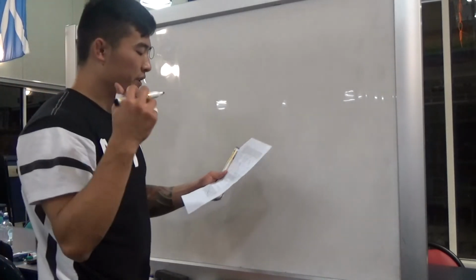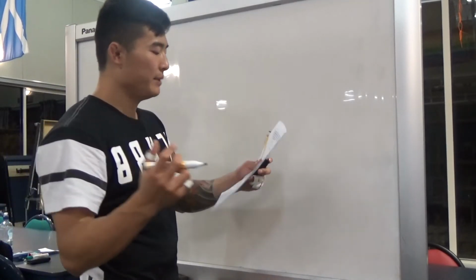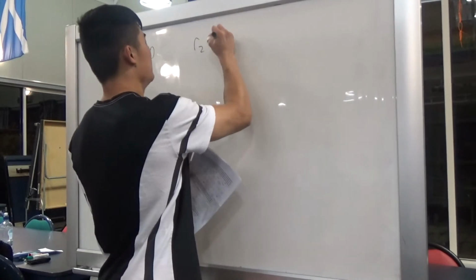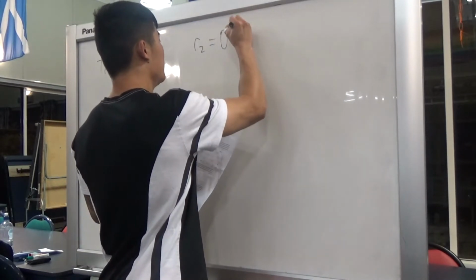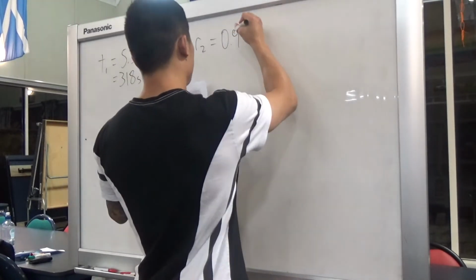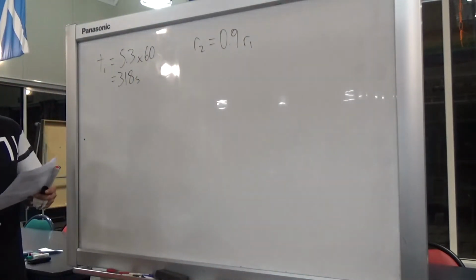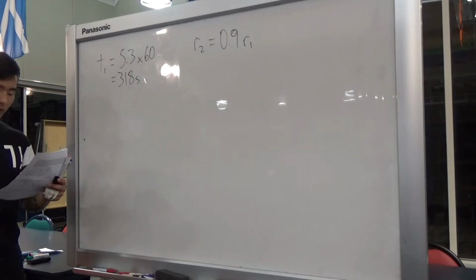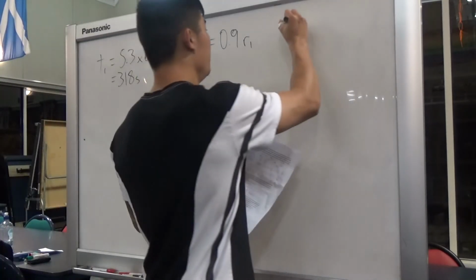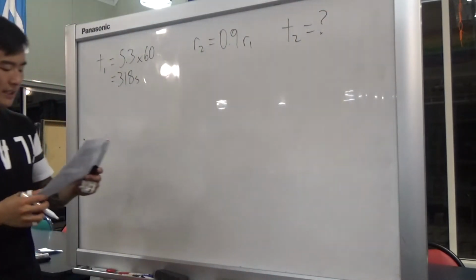And then the diameter of the hose is reduced, so that means the radius of the hose is reduced by 10%. So R2, the new radius, is equal to 0.9, right? So 10% less is 0.9 times the initial radius. And we want to find out what the new time will be, which is T2. So T2 equals question mark.